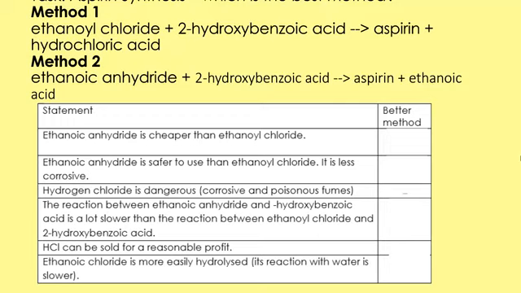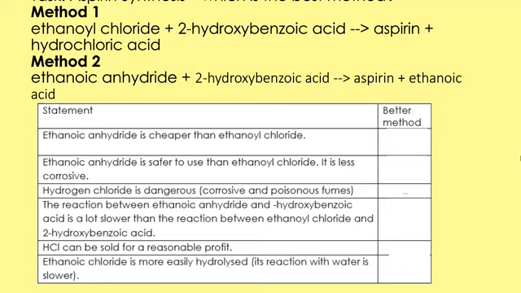So I want you to pause the video now, and there's 6 statements there about method 1 and method 2. So you've got to work out, based on that statement, which is the better method. So, for example, I'll talk you through the first one. Ethanoic anhydride is cheaper than ethanol chloride. So ethanoic anhydride is the cheapest, that's the best one, that's used in method 2. So for that one, we would say method 2 is better.